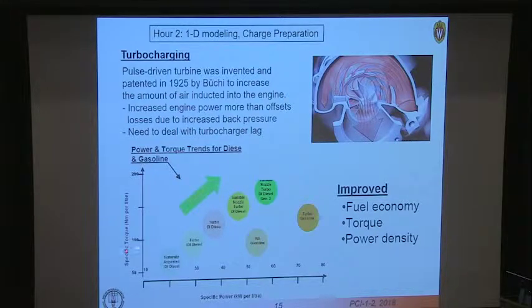But if you look at this plot here, which shows the specific torque versus specific power for engines of various classes, here's the turbo gasoline engine. Here's a turbo diesel. You can see that the trend from naturally aspirated engines is such that you can drastically increase the power. We're going from 30 to 70 kilowatts per liter by going to a turbo from a naturally aspirated engine, with a corresponding increase in torque. So turbocharging is here to stay.